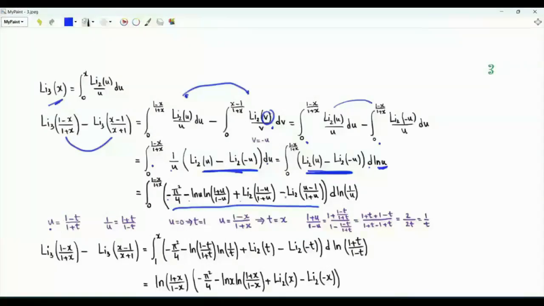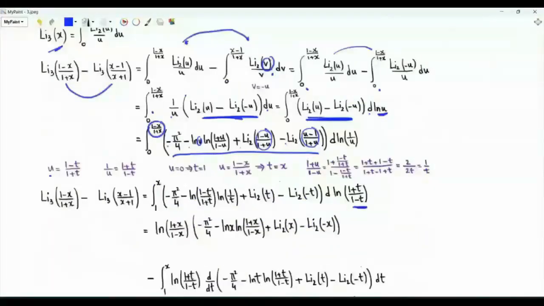Let's do the change of variables. u equal to (1-t) over (1+t). When u is 0, t is 1. When u is equal to (1-x) over (1+x), t is equal to x. The integral is from 1 to x. u becomes (1-t) over (1+t). (1+u) over (1-u) becomes 1 over t. This is t, and this is minus t. 1 over u is (1+t) over (1-t).